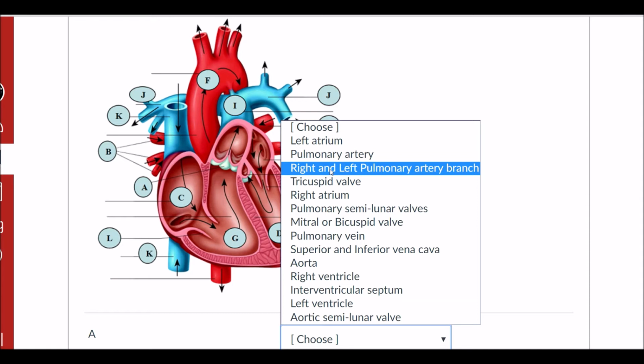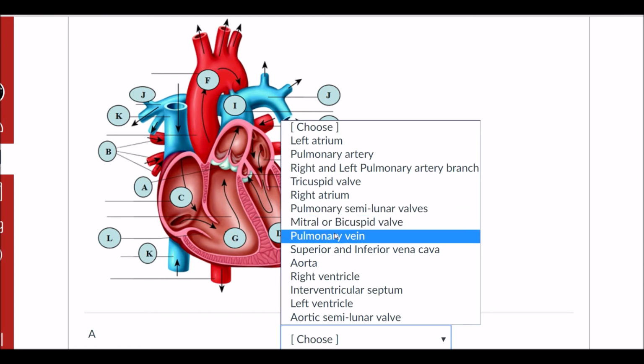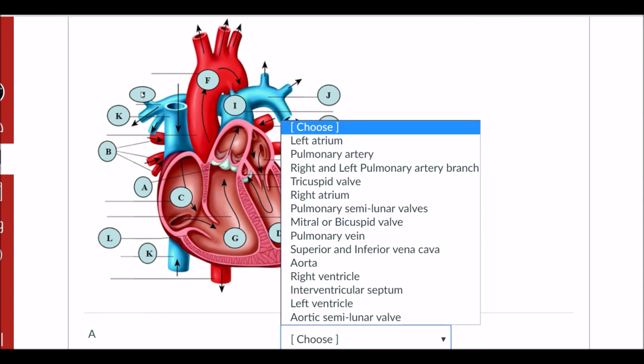I will be pulmonary artery. Yeah, artery. Blood taking blood away from the heart would be artery. So I is pulmonary artery. J is right and left pulmonary artery branch. There's a J on this side and a J on this side. So, everyone got it? I and J?